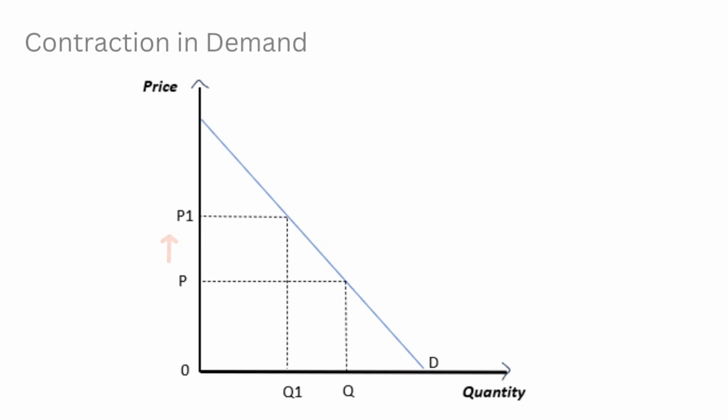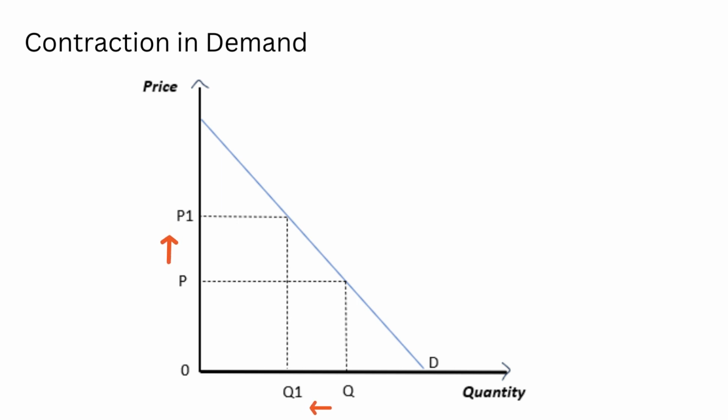Now, when the price increases from P to P1, there is a fall in the quantity demanded from Q to Q1. When the prices rise, quantity demanded falls. This is known as contraction in demand. Changes in price will cause the demand points to move along the curve.